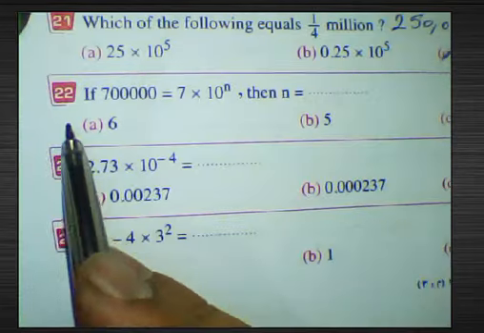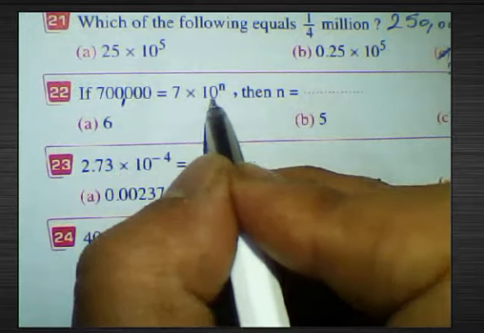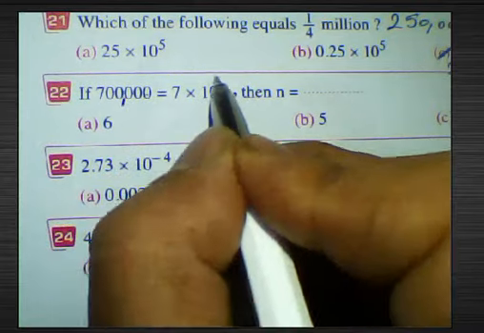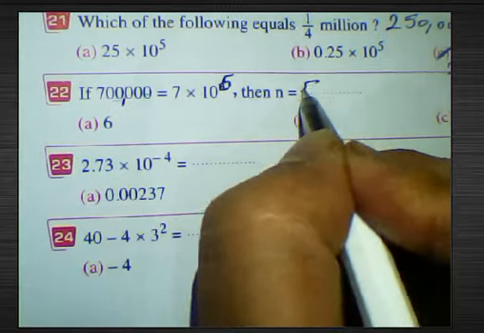Question 22. 700,000 equals 7 times 10 power what? Power 5. We must write 5 here because we have 5 zeros.